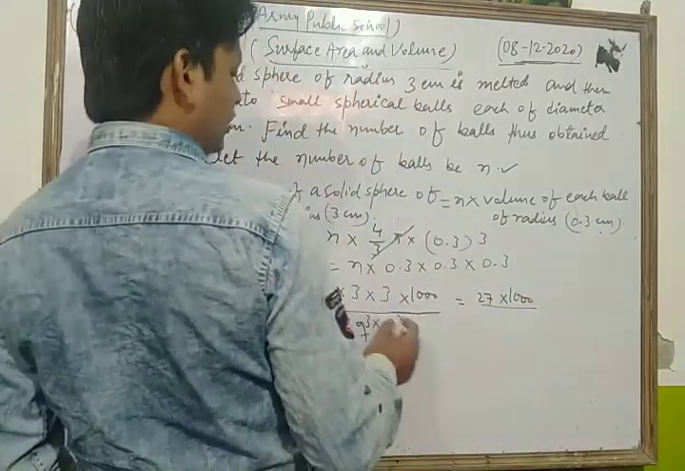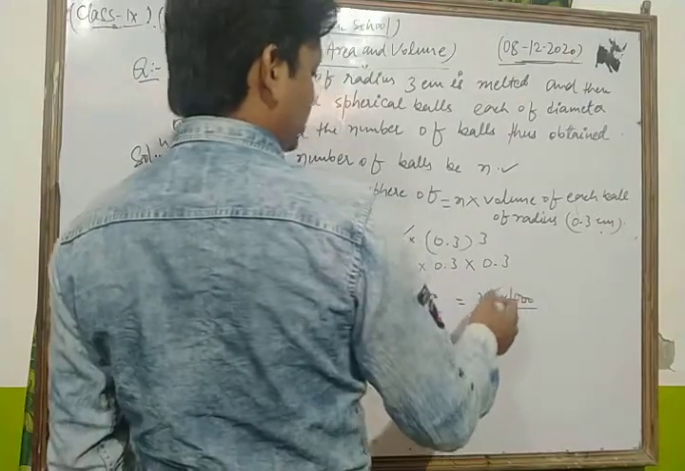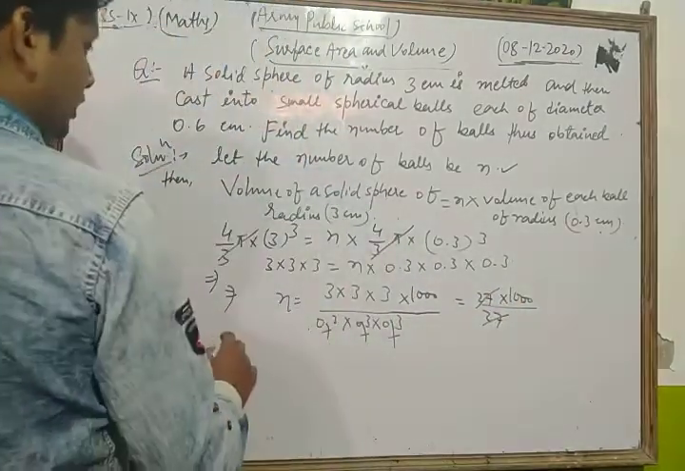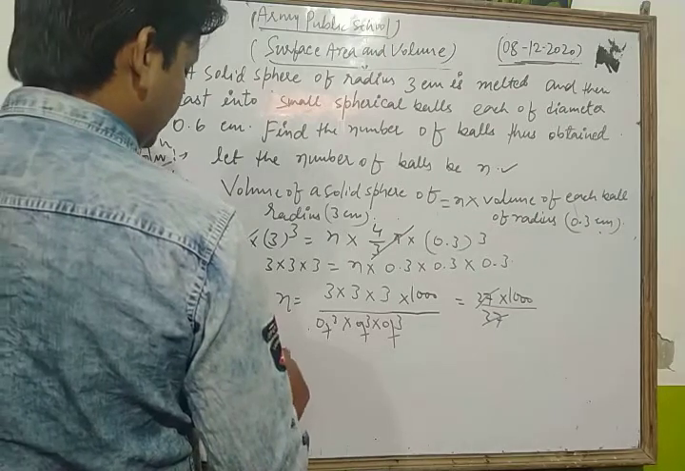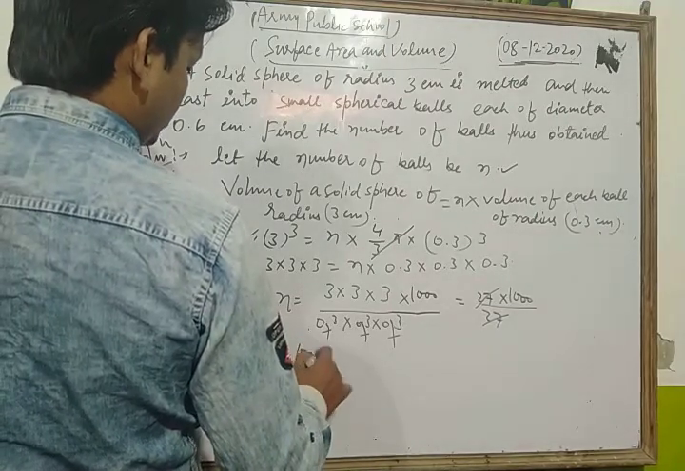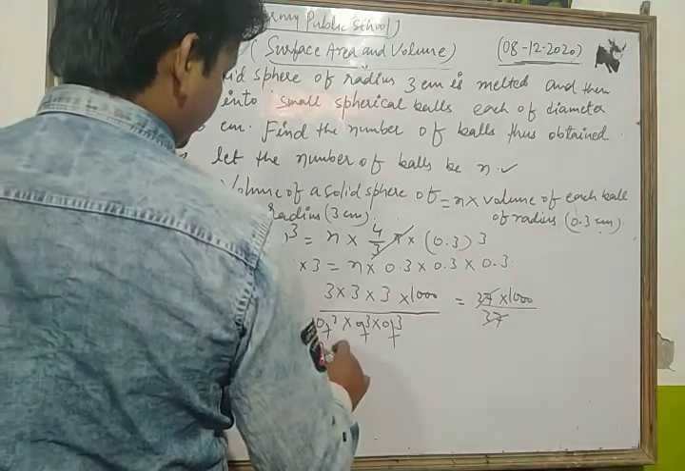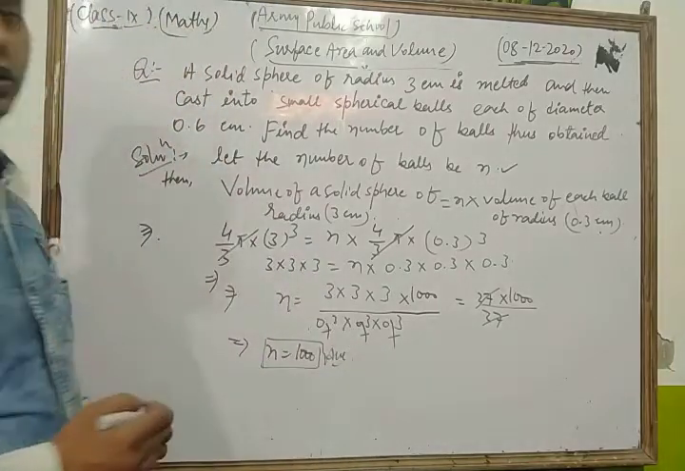3 3s are 9, 3 9s are 27. So here the 27s cancel with each other. Thus the number of small balls will be what? 1000. This is our required solution of the given question.